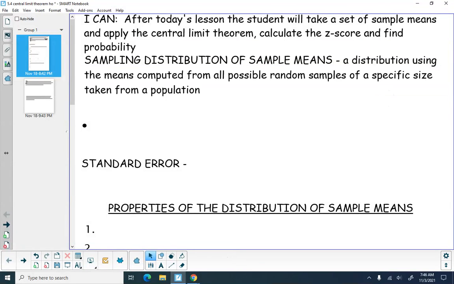And what that means and what that is: basically you have a distribution using the means computed from all possible random samples of a specific size taken from a population. Go ahead and get it down there, and I'll try to simplify it a little bit in regards to what we are dealing with. It's a distribution using the means computed from all possible random samples of a specific size.